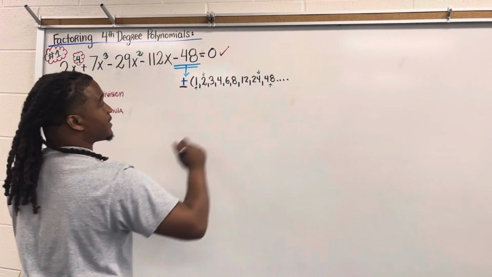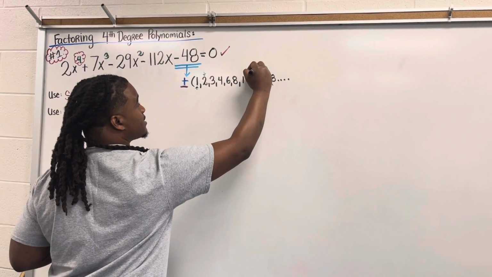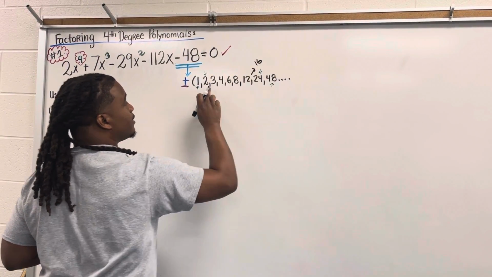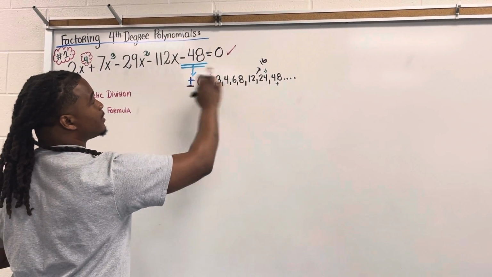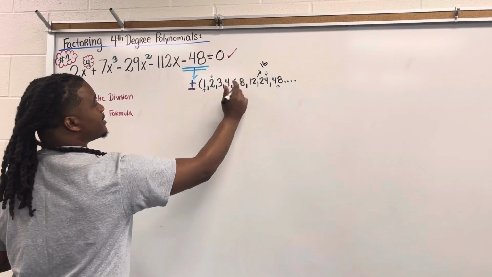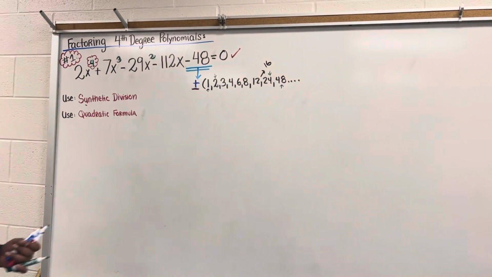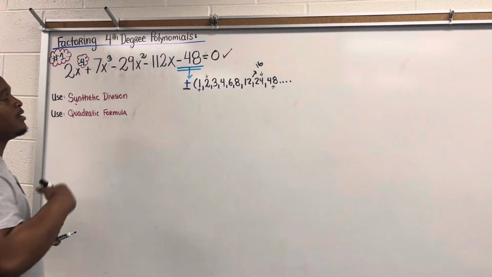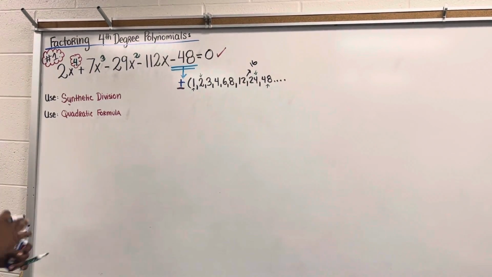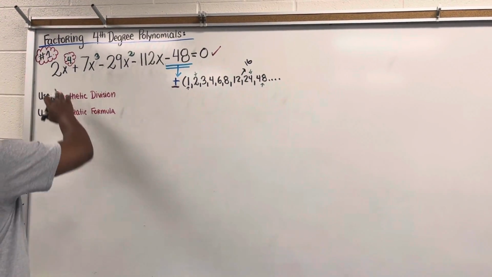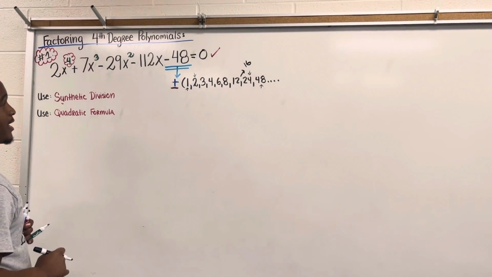3 and I forgot one of the factors. I should have put 16 right here. 16 is another factor. 3 times 16 equals 48. 4 times 12 equals 48. And of course, 6 times 8 equals 48. So those are possible values of x that we can use to figure out if they are the values that can make all of this equal to 0, okay?